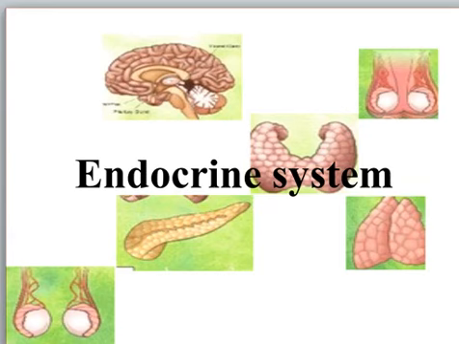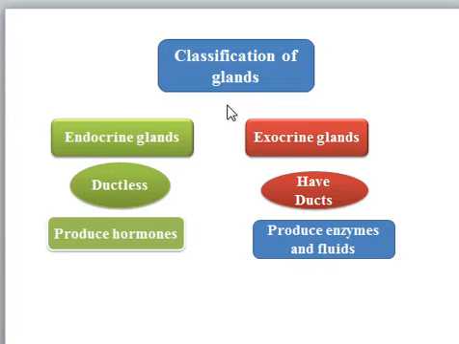Our video today is about the endocrine system, and our first entry is to classify the glands. We have two types of glands in our body: endocrine glands and exocrine glands. The endocrine glands secrete hormones directly into the bloodstream, while the exocrine glands have a duct and produce enzymes and fluid.